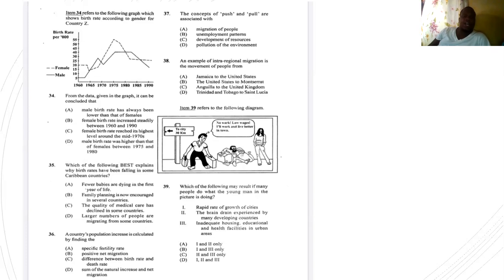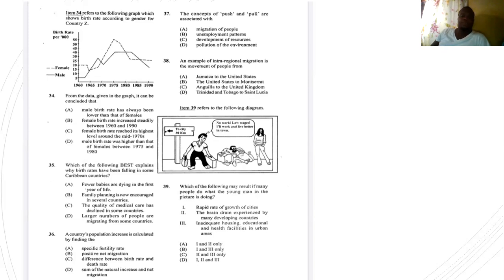Now, 36. A country's population increase is calculated by finding A, specific fertility rate, B, positive net migration, C, difference between birth rate and death rate, and D, sum of natural increase and net migration. All right, this is a repeated question. In one of the previous videos, I incorrectly said that the answer was C, difference between birth rate and death rate. However, after a student pointed out to me on one of the videos, and when I looked back, I realized that D is actually the answer.